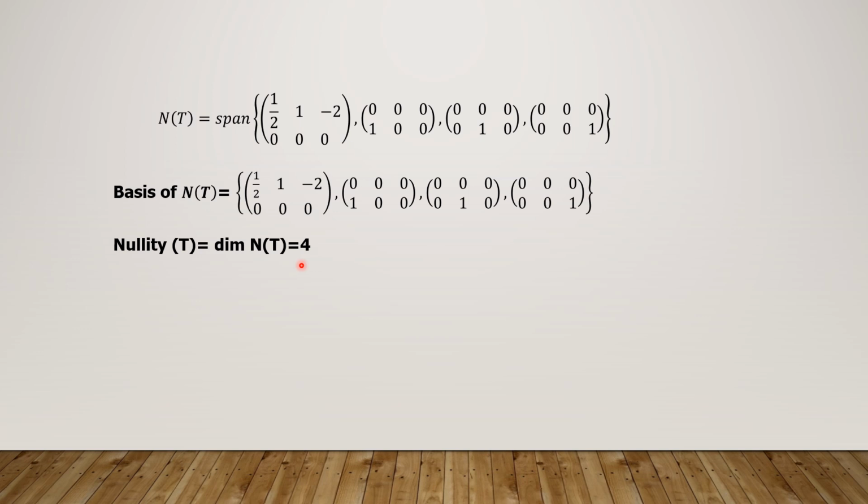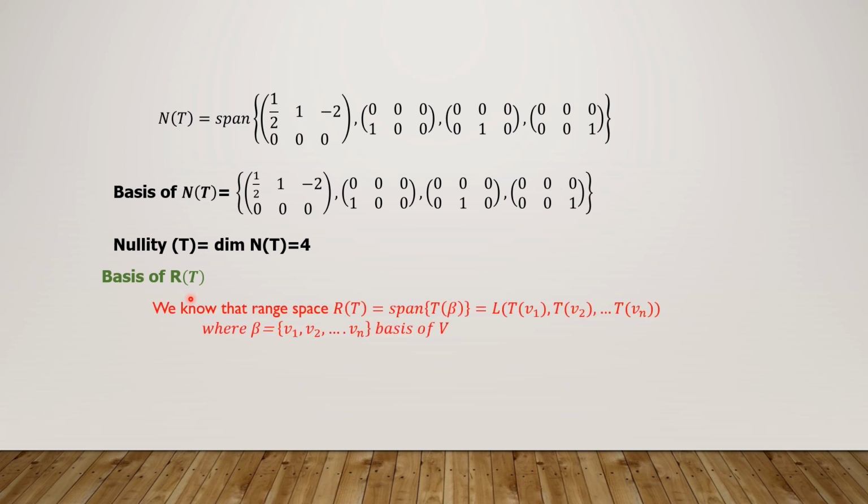Then next we have to find the rank, the basis of R of t, the range space. Using the following theorem, we are going to find the basis of R of t here. The theorem says the range space R of t is nothing but span of t of beta. That is, it's nothing but span of t of v1, t of v2, up to t of vn, where beta is the set v1, v2, up to vn, the basis of V. If beta is the basis of V, then the range space R of t is nothing but span of t of beta.